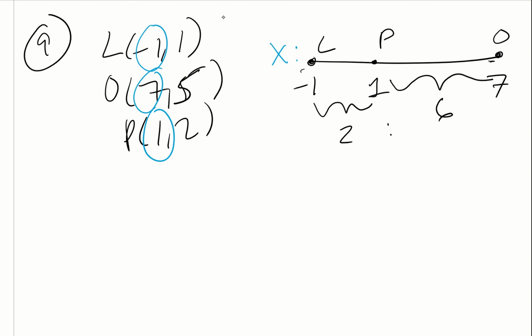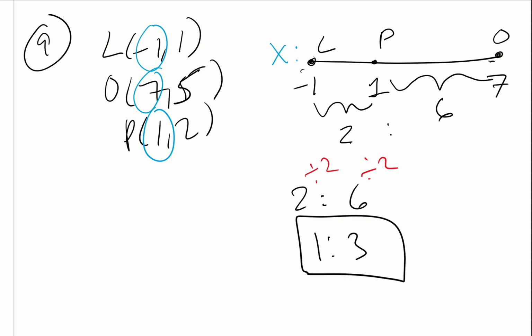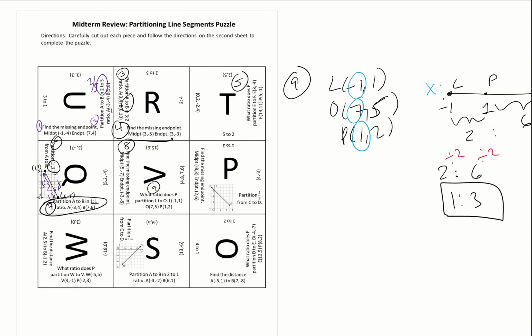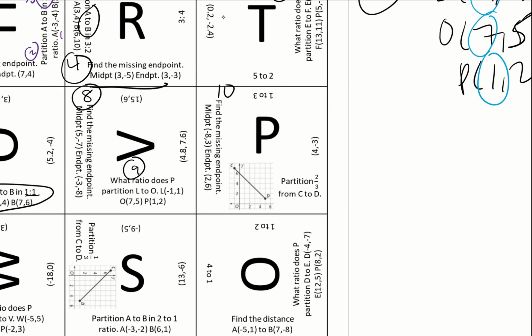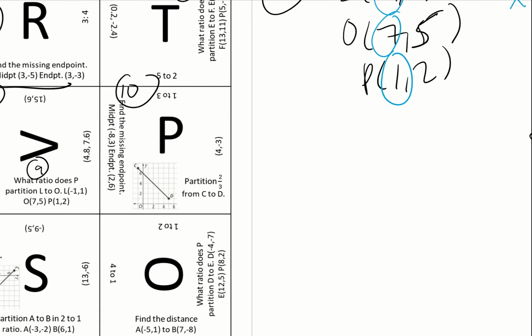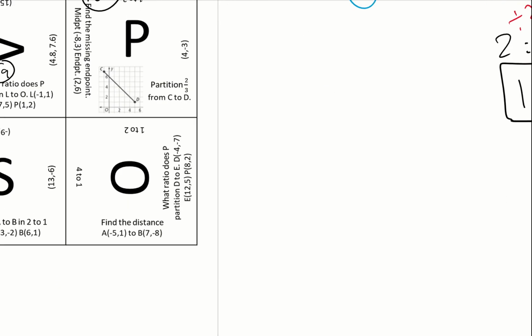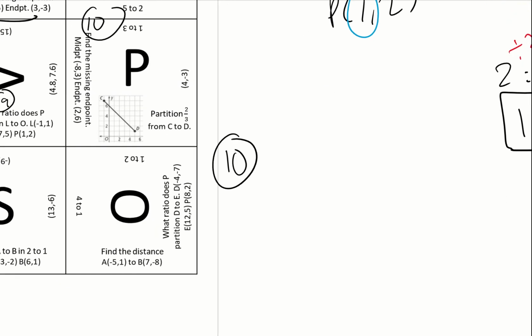So from L to O, we are at a 2 to 6 ratio. That's the same thing as dividing by 2 on both sides there. Same thing as a 1 to 3 ratio. Well, that's our answer for number 9, 1 to 3. Again, another missing endpoint problem. So let's go ahead and do that real quick. I'm going to go through these faster as time goes on because they're the same type of problems.